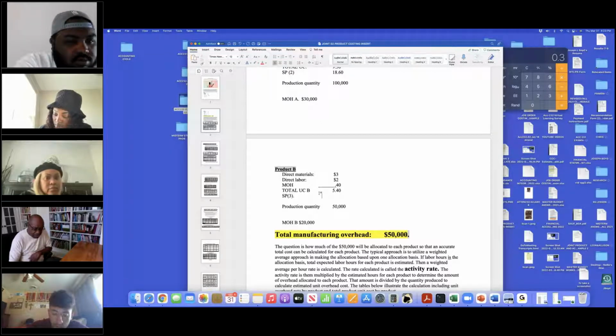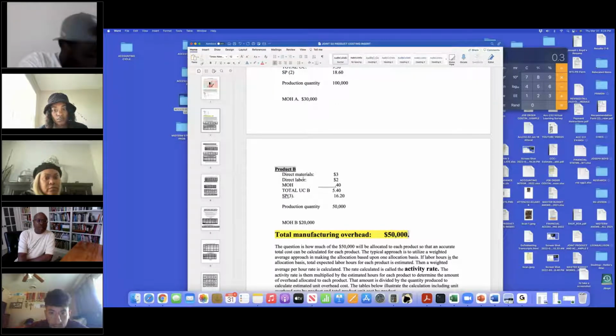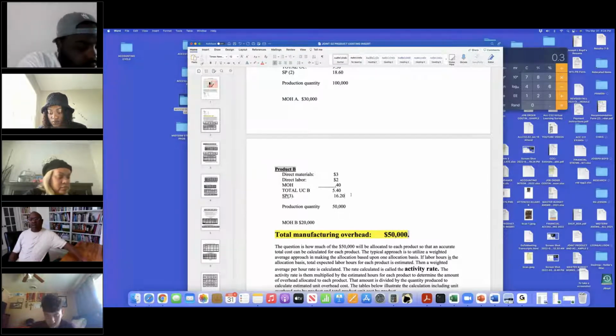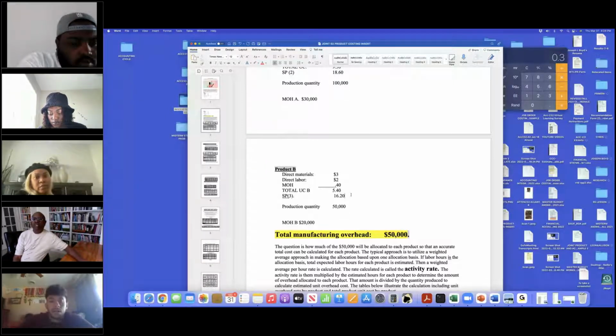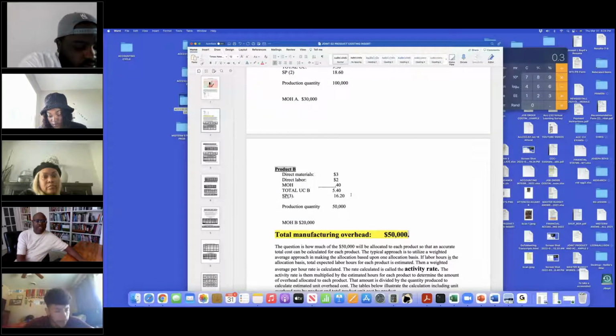So that's all we're doing in this chapter. We're doing the same thing with direct materials and direct labor. But then with the overhead, we got one overhead that we got to split between the products and then do the same thing. Does everybody see what we're doing? Okay, so let's go down to the in-class problem.